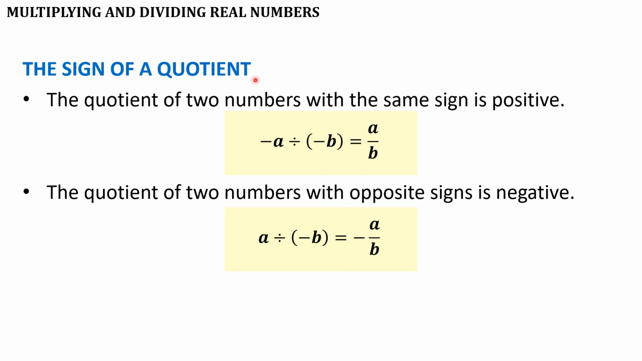Now let's talk about the sign of the quotient. That means division. And just like in multiplication, if I have two numbers with the same sign, my result is going to be a positive number. And if I have numbers with different signs, one of them is positive and the other one is negative, then my result is going to be a negative number.